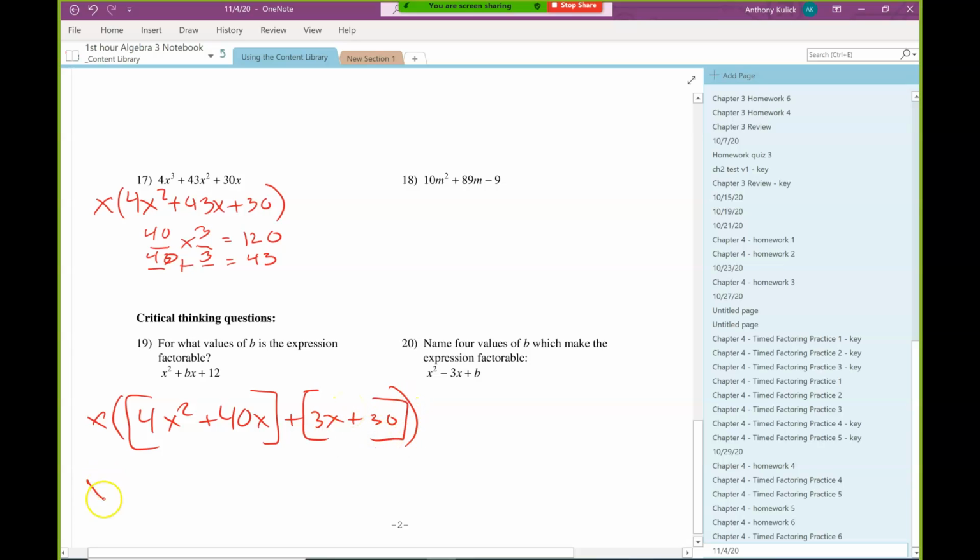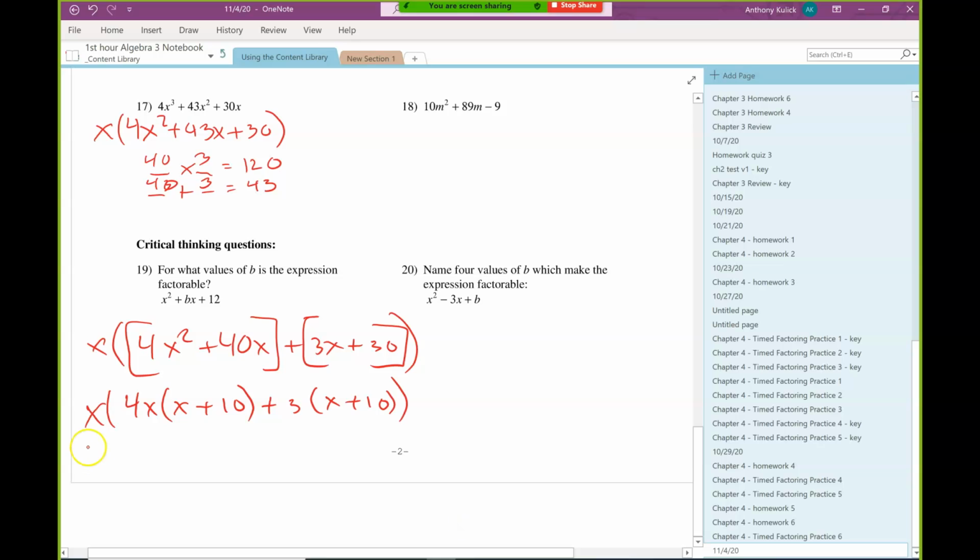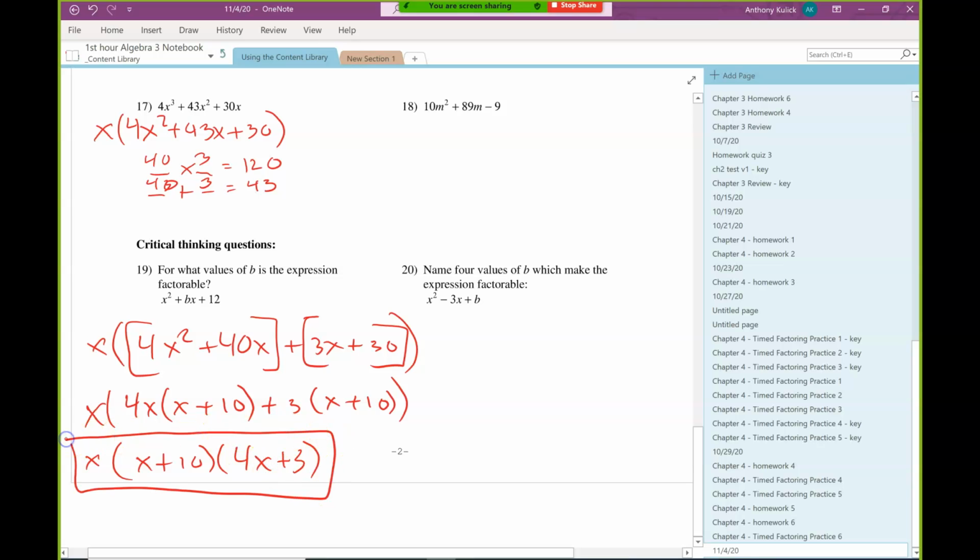From the first group, I can take out a 4x. From the second group, I can take out a 3. And the x plus 10 is in common with each, leaving me with the x plus 10 times 4x plus 3. So there is my fully factored answer.